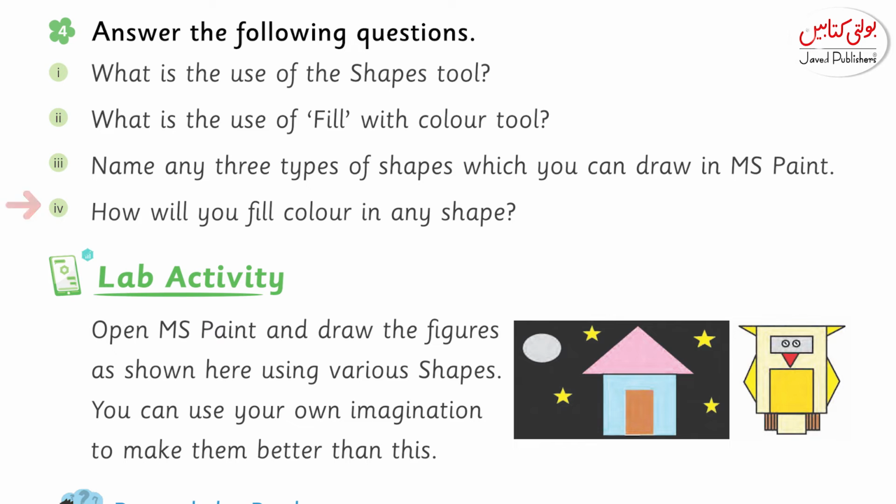Question 4, how will you fill color in any shape? To fill the color in any shape, step 1, go to the home tab and in the tools group, click on the fill with color tool. Step 2, click on color 1 and select on the desired color. Step 3, click inside the shape.